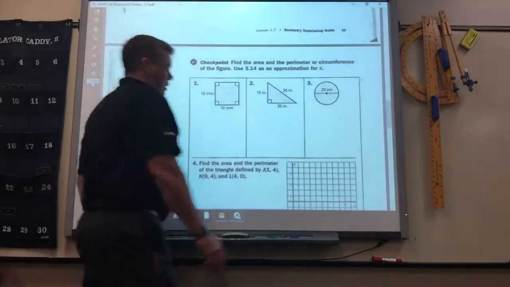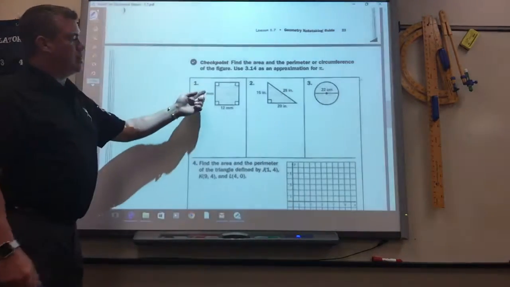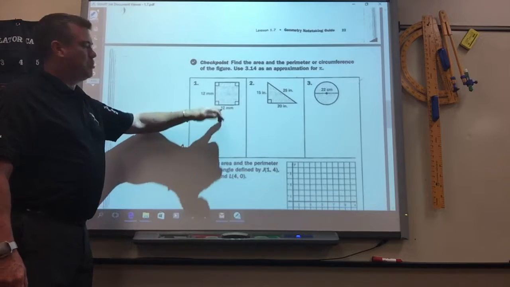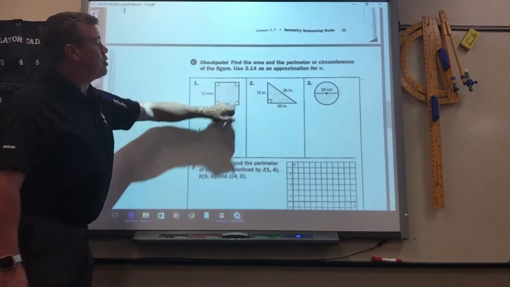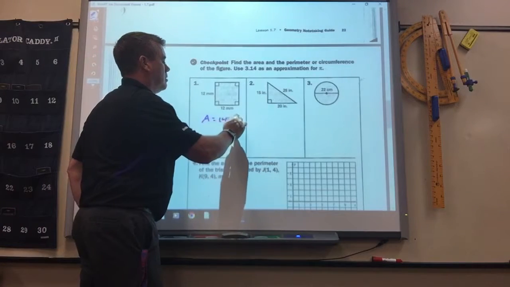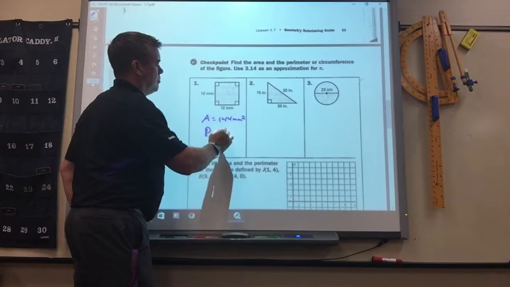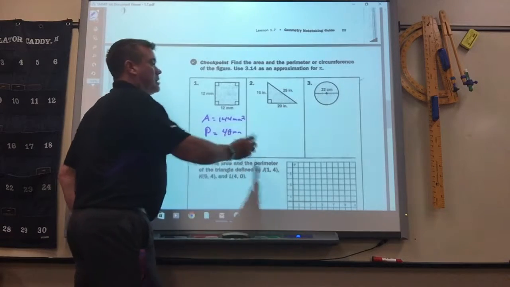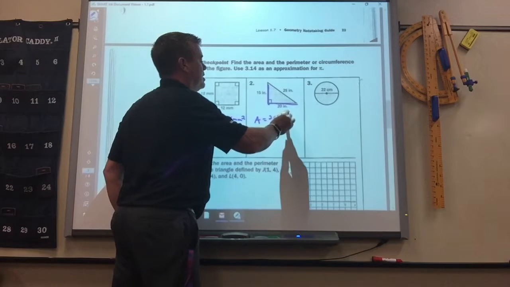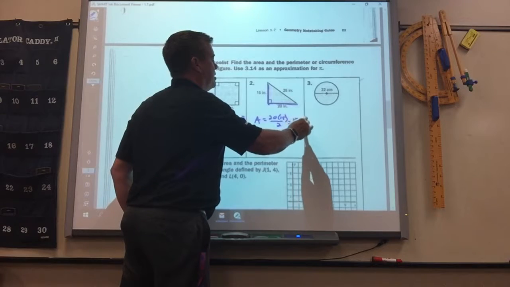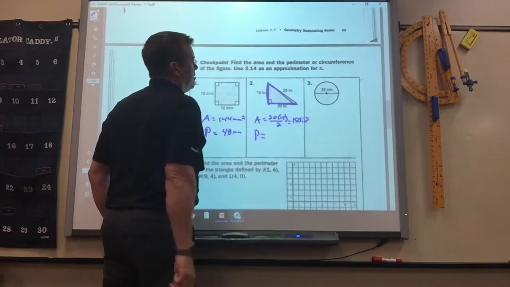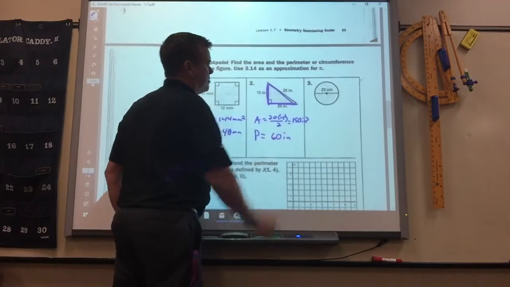Okay. Again, quickly, area is length times width, millimeters squared. Perimeter is 48, 12, 12, 12, and 12, just millimeters. A triangle is base times height divided by 2. 20 times 15 divided by 2 is 150 inches squared. The perimeter, you add them all up. 20, 15, and 25 is 60 inches.